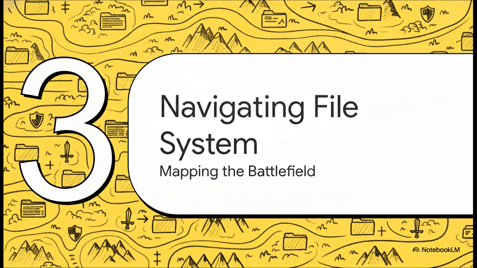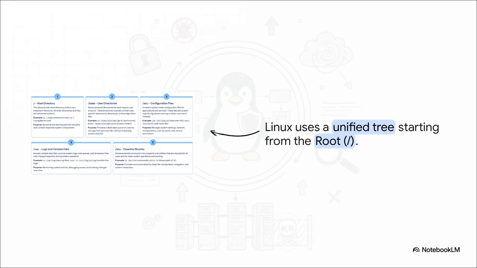All right, Module 3, Navigating the File System. Let's map out the battlefield. Unlike Windows, which uses various drive letters like C or D, Linux relies on a unified directory tree, and it all starts from a single point, the root, which is represented by a simple /. Every single branch descending from that root serves a highly specific critical purpose.